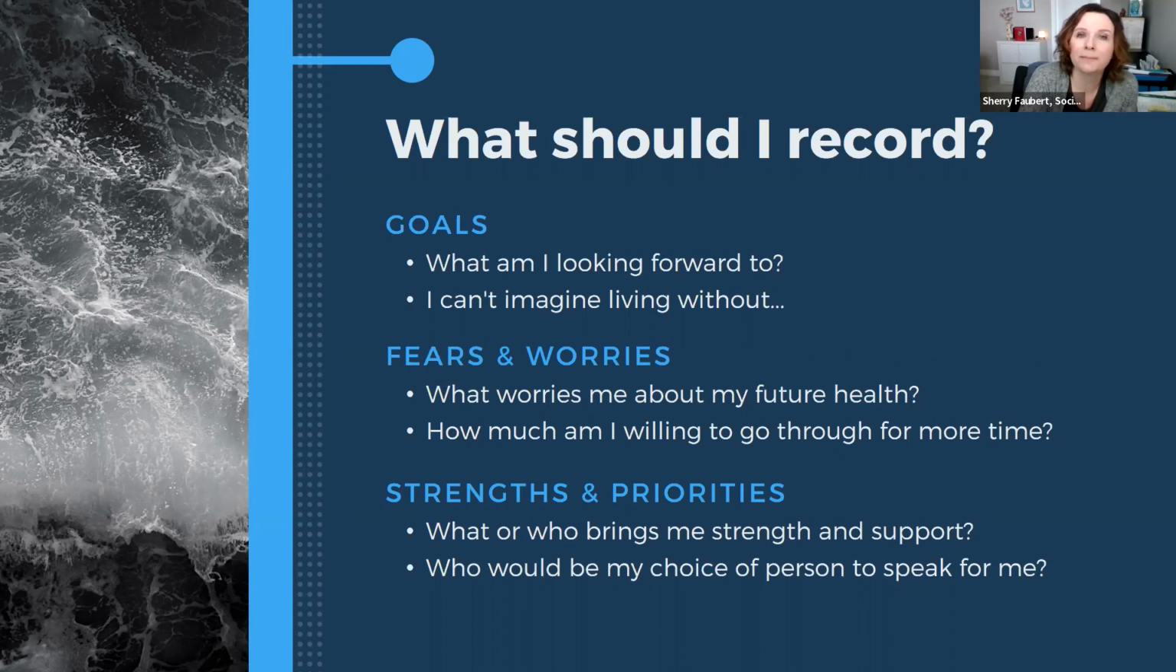Again, I mentioned dialysis, for example. So somebody that might have chronic kidney disease might really need to think ahead about what that kidney disease might look like in the future, and what some of those treatments that might pop up for me are, and then have some conversation and get as much information as you're comfortable getting and discussing, just to think in advance about what those treatments might be. And strengths and priorities: what or who brings me strength and support? And again, who would be my choice of person to speak for me?